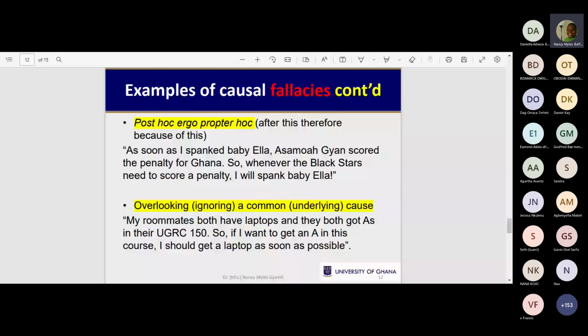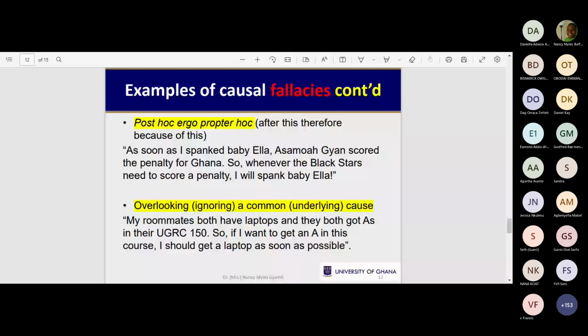So if you say as soon as she saw me before I went to see Johnny, Bravo rejected me, she would have to have done something that we should be able to verify. Okay, so that's post hoc ergo propter hoc.